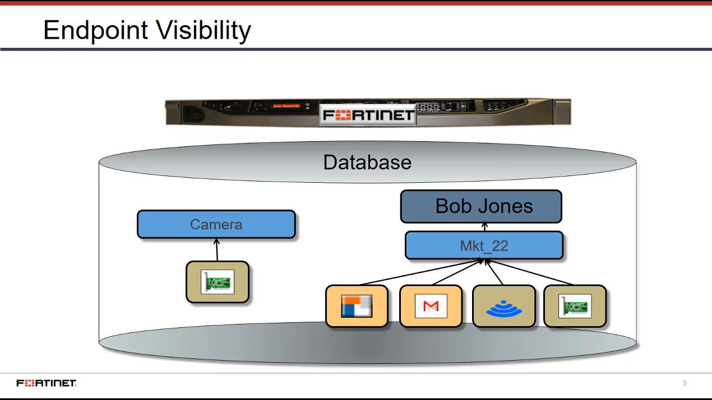So we have really those four layers of visibility on the right. We have the user level, Bob Jones. We have the device level, MKT_22. We have the application level, an agent or an email application. And we have the adapter level, wired and wireless, as they're shown on the right side.